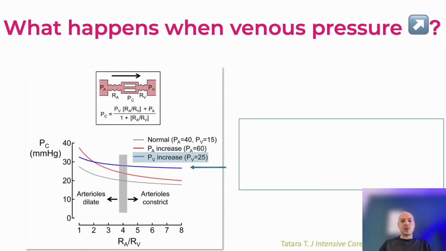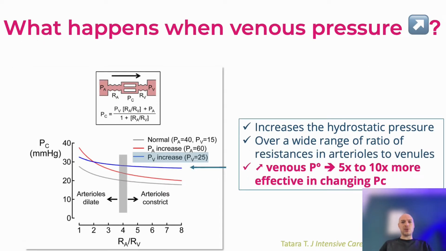In this figure, you can see the relative contribution of the venous pressure to the capillary hydrostatic pressure on the y-axis across a wide range of ratios of resistances on the x-axis. The blue line corresponds to an increase in venous pressure to 25 millimeters of mercury instead of 15, which is normal. The higher the venous pressure, the higher the capillary hydrostatic pressure.